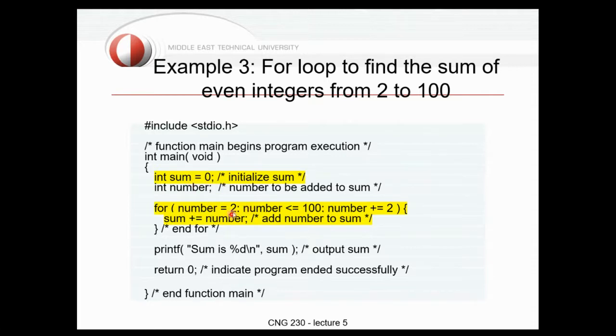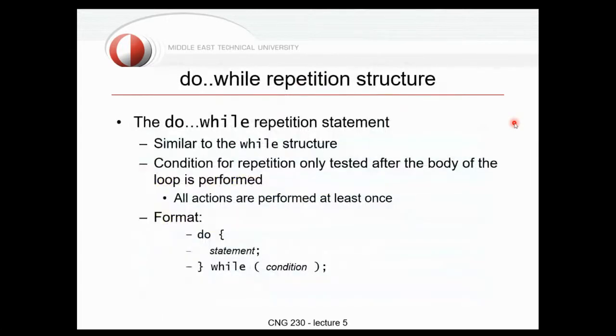So from 2 to 100, 2 by 2, add to sum. It means that we are calculating the even numbers less than 100. This is what we are doing. At the end, we tell what's the value of sum, and that's it. So you see, for loop is as useful as the while loop that we defined in the previous session.